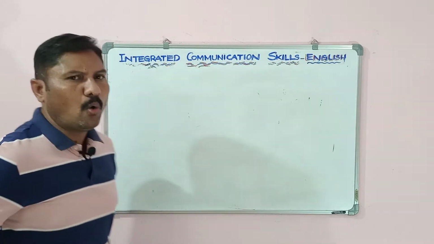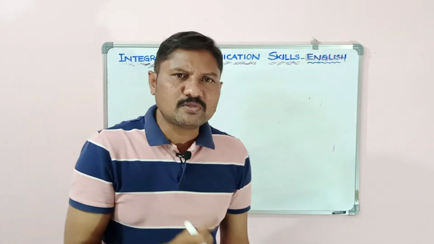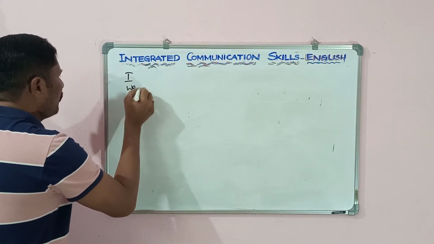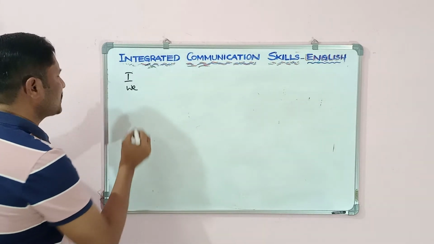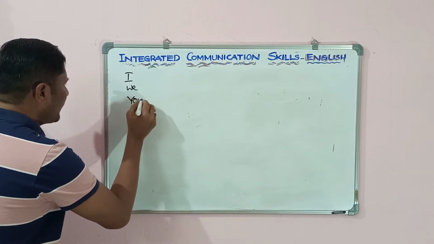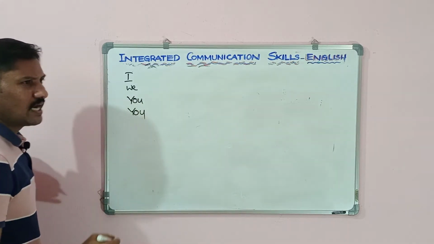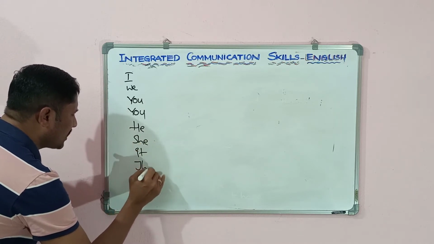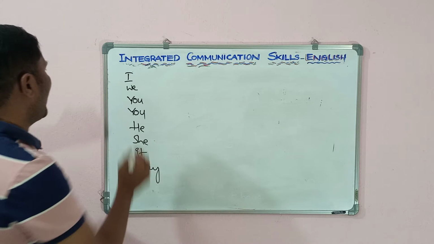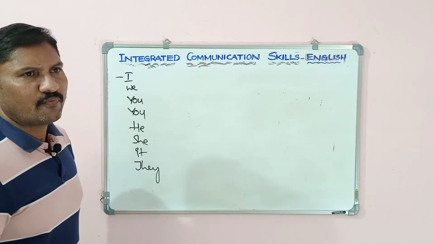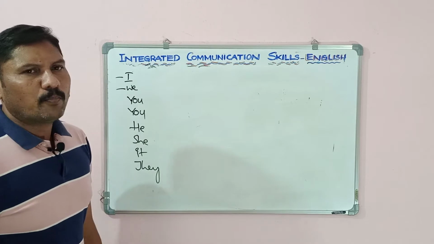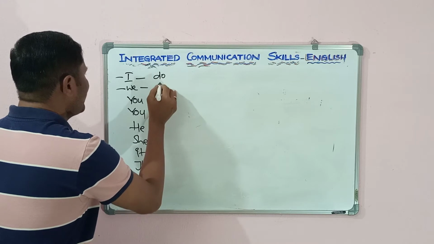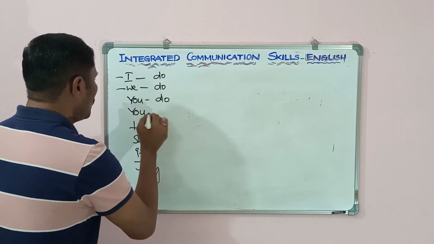Let me tell you how these are used after personal pronouns and nouns. Personal pronouns, as we all know, I and we are first person pronouns, and you is a second person pronoun. Next, he, she, it and they are third person pronouns. I, singular, first person. We, plural, first person. So it always takes I do, we do. And you do.